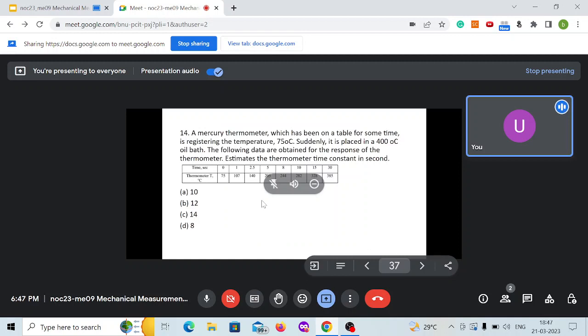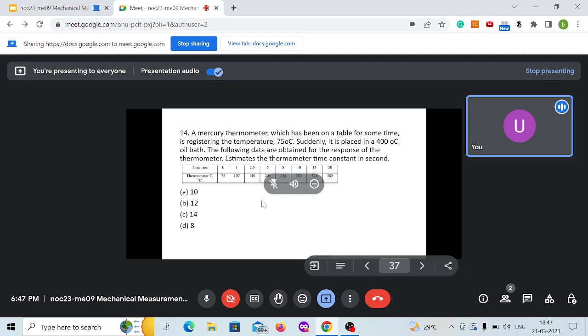So moving on to the next question, we have a mercury thermometer which has been on a table for some time, registering the temperature. At t equals 0, it is 75 degrees Celsius. The environment is at 70, the thermometer is at 75 degrees Celsius, and suddenly you place it in an oil bath which is at 400 degrees Celsius. So you have initial temperature T naught as 75 degrees Celsius and T infinity as 400 degrees Celsius. The following data are obtained for the response of the thermometer. A table is given which shows, corresponding to time, the temperature of the thermometer.